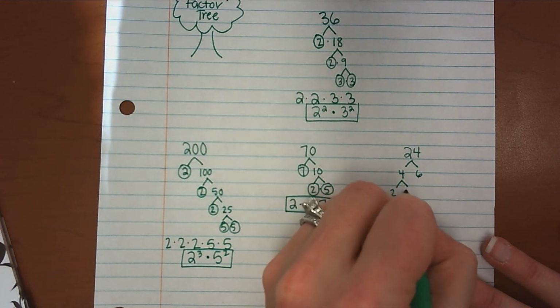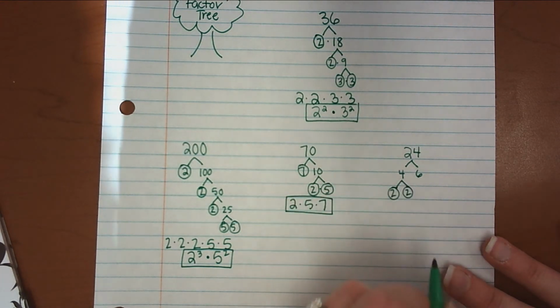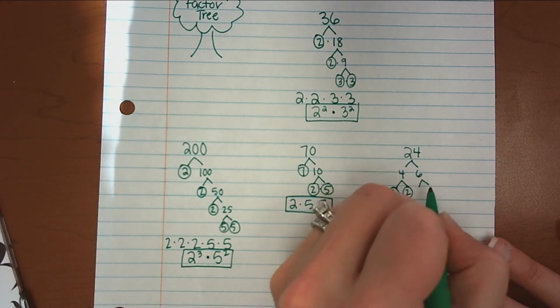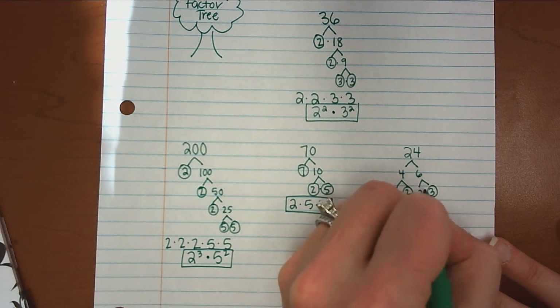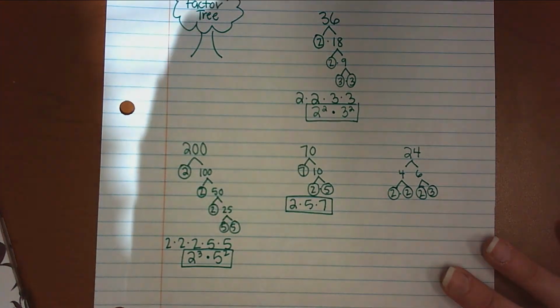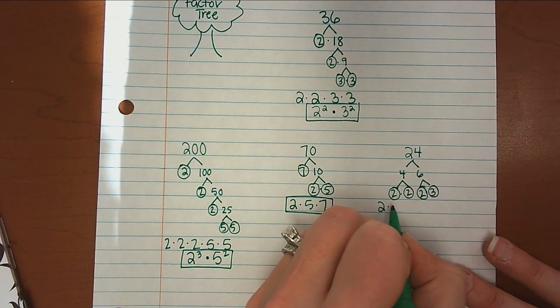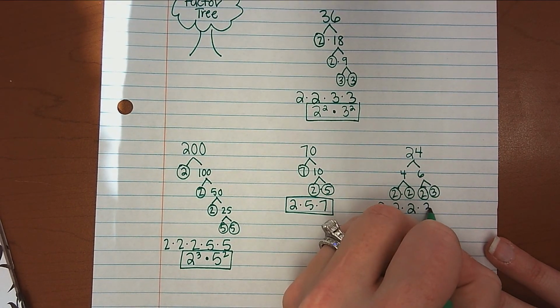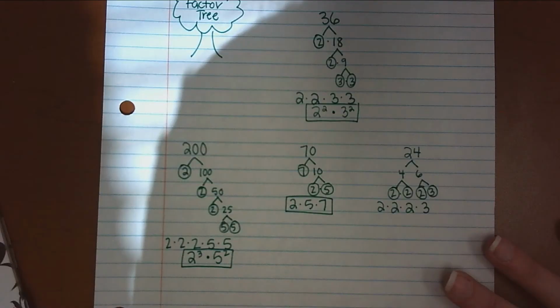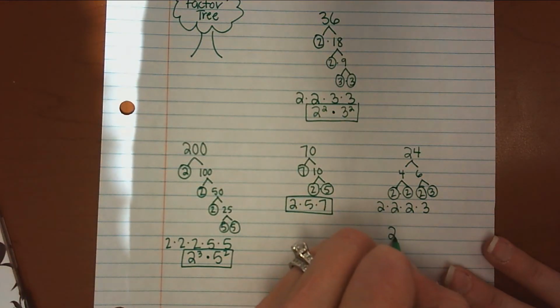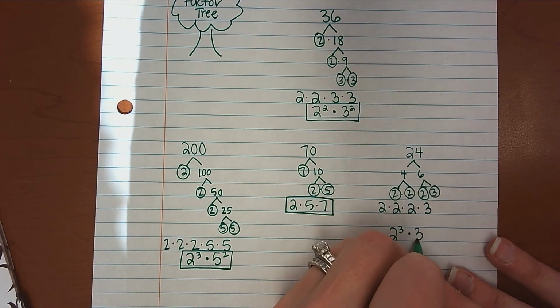4 breaks into 2 and 2. Both of those are prime, so I'll circle them both. 6 breaks down into 2 times 3. Both of those are prime, so I will circle both. And I've got 2 times 2 times 2 times 3. When I write that in exponent form, I've got three 2's, so I've got 2 to the third power, and I've only got one 3.